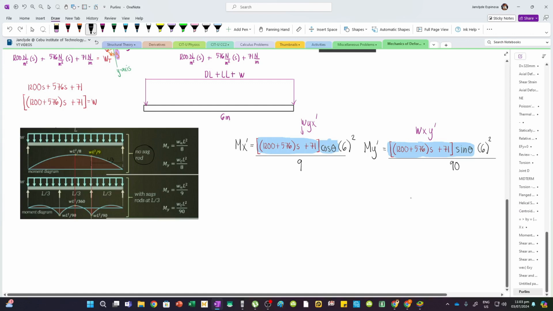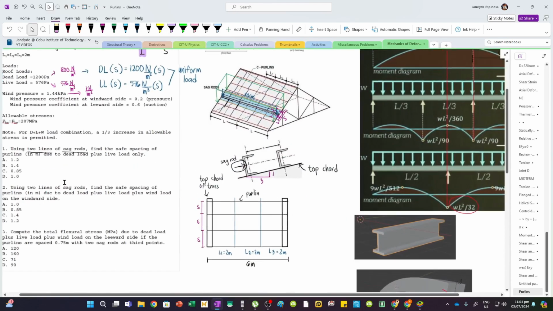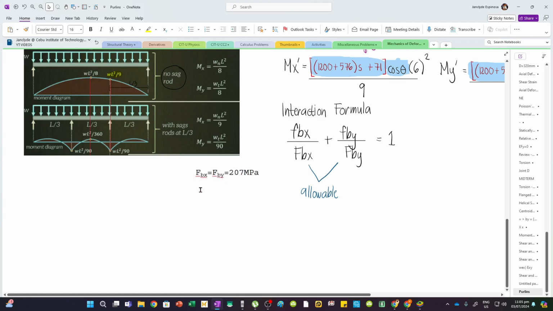Now, diba, in our interaction formula, we have fbx divided by capital FBX plus fby over capital FBY. This must be equal to 1. Now, sir, what is fbx and fby? Yan yung bending stress caused by the following moments. Now, what is capital FBX and capital FBY? These are the allowable bending stresses. Diba, it was stated that the allowable stresses are the following: FBX and FBY equal to 207.